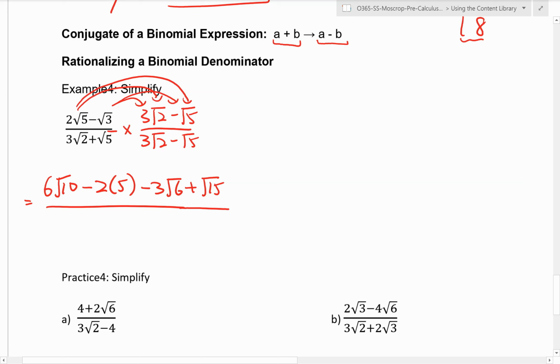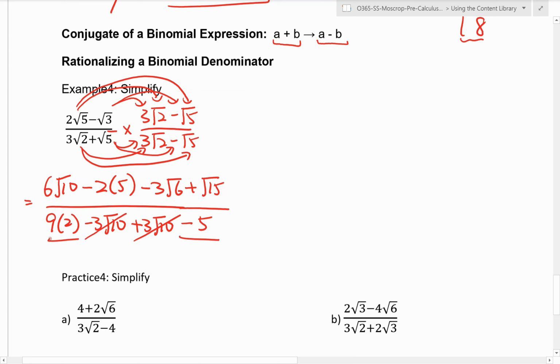Now we can carry on to the denominator. 3 root 2 times 3 root 2 is going to be 9 times 2. 3 root 2 times negative root 5 is negative 3 root 10. And now we do the second term there. Root 5 times 3 root 2 is going to be positive 3 root 10. Finally, root 5 times negative root 5 is negative 5. Notice, negative 3 root 10, positive 3 root 10. Again, that's why we multiply by the conjugate. So the middle terms get cancelled and we end up with no more radical signs.